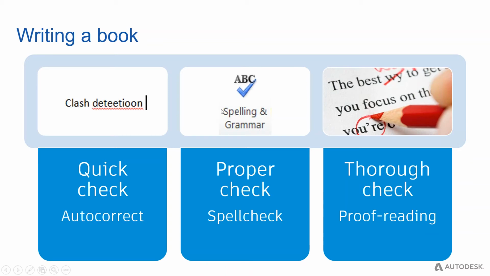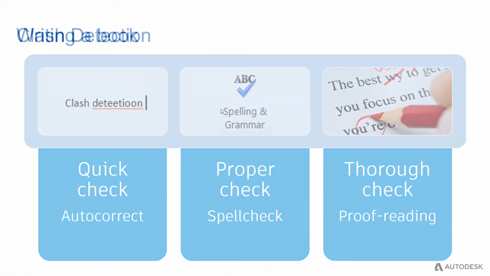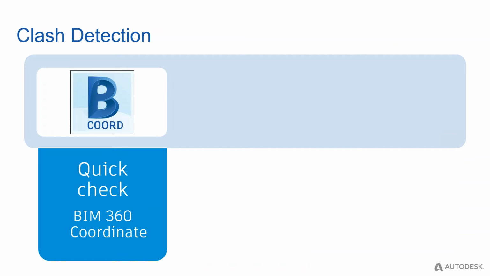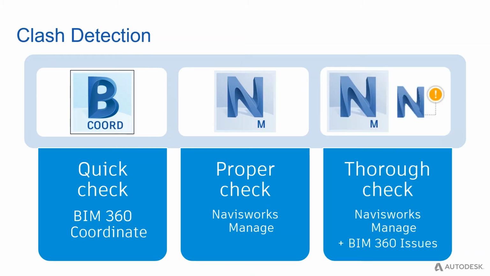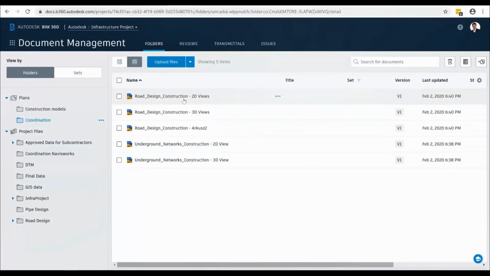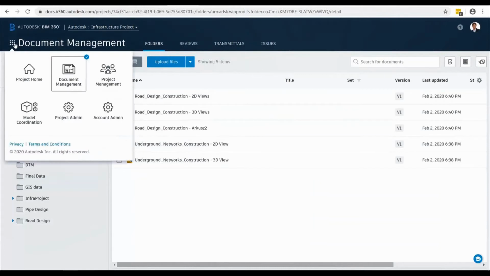This is something similar to what we are offering with our solution, because with clash detection, we can do a quick check using BIM 360 Coordinate, and you saw it in the previous session. However, we can do a proper check using Navisworks Manage. And we can do a thorough check using Navisworks Manage and BIM 360 Issues, which was also mentioned in the previous session. So let's have a look at what we can do.